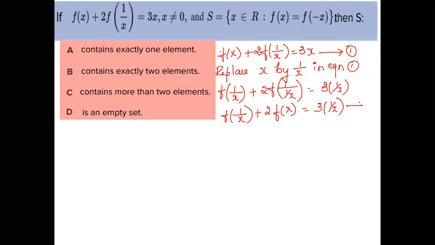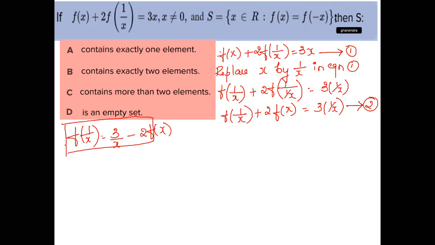Now from this second equation, I'll find the value of f of 1 by x and then I'll substitute it into the given equation 1. So from 2, what is f of 1 by x? f of 1 by x is 3 into 1 by x, which is 3 by x, minus 2 into f of x. So I got the value for f of x. Now this value for f of 1 by x, I'll substitute it in equation 1.